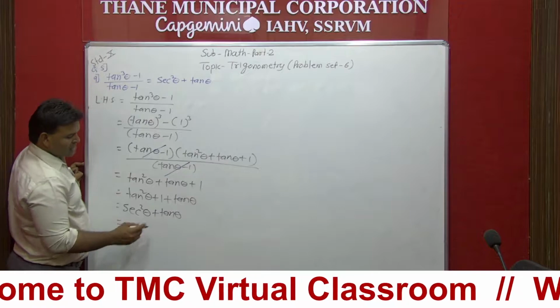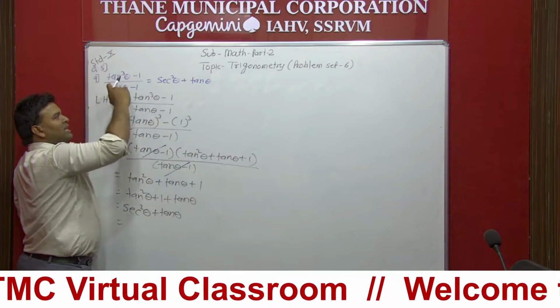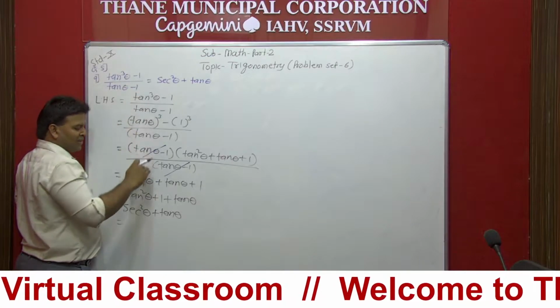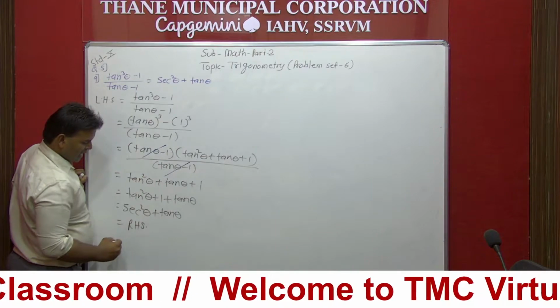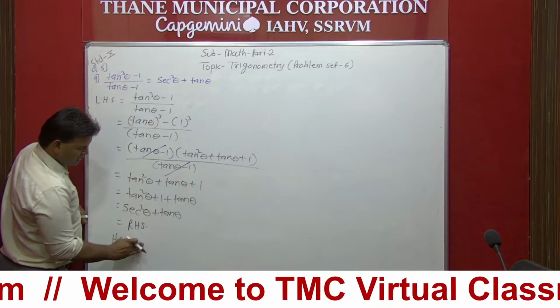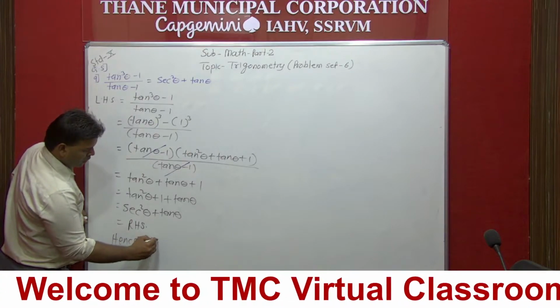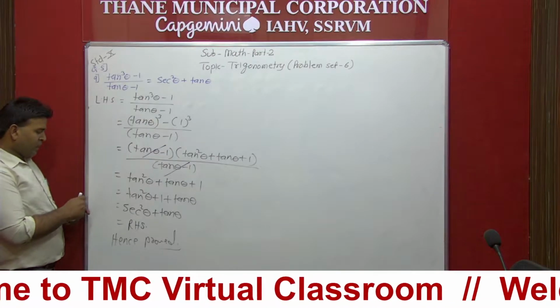Now students, see this one and this. Both are the same. Here, this was our left hand side. From the left hand side I started and finally I got our right hand side. Here this is the RHS. And finally here we write: hence proved. Our question is completed.